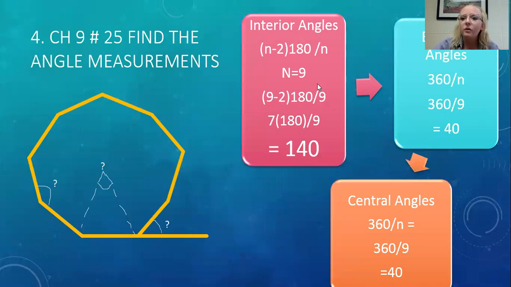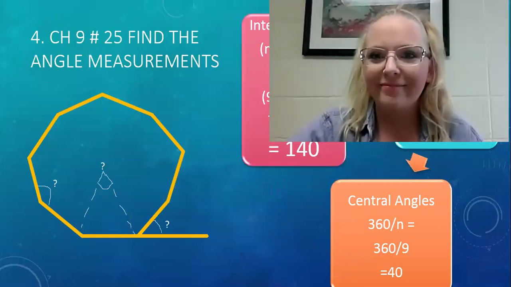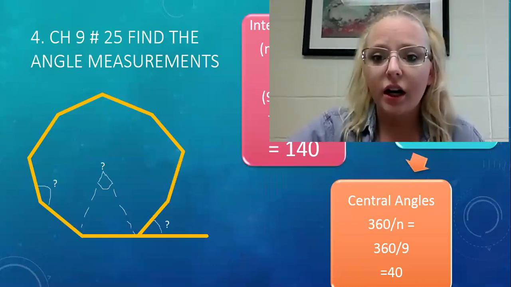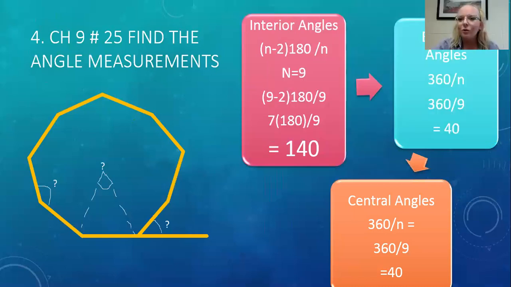Now the exterior angle, which is going to be in the blue box right here, is 360 divided by n. We know n is 9, because that's our number of sides, so 360 divided by 9 equals 40. Okay, and then we have our central angles. So 360 divided by n will give us our answer for the central angle. So 360 divided by 9, which we did previously for the exterior angle, we know is 40.